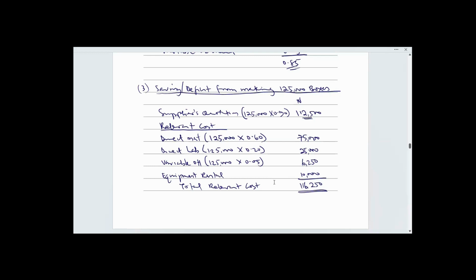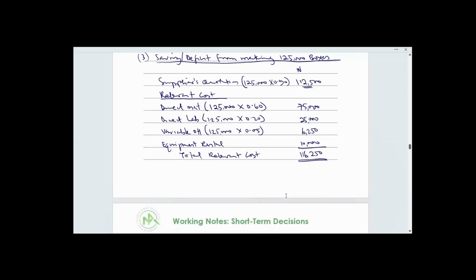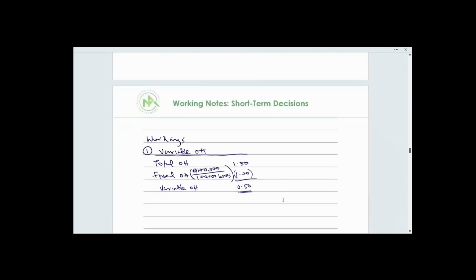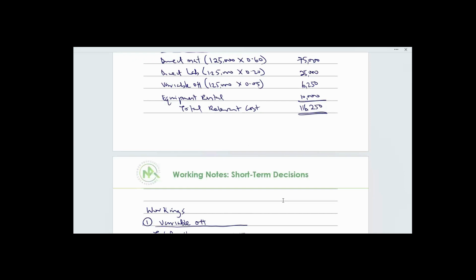The examiner is now asking us, should the company make or buy the boxes? You can see the supplier's quotation of 112,500 naira is lower than the relevant cost of making the 125,000 boxes. So our advice should be that the company should buy the boxes. Let me just put it there. So, decision.